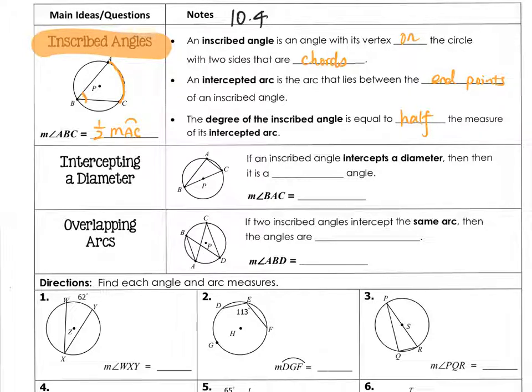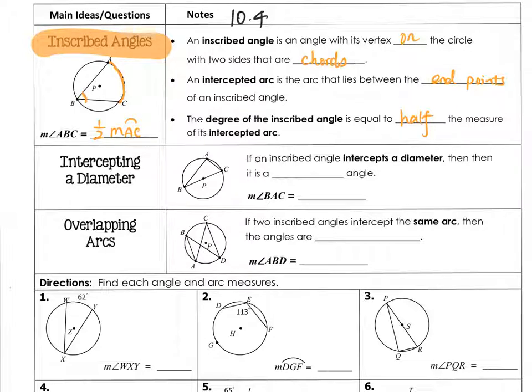Now keep in mind, which one is bigger? Is the arc bigger or is the angle bigger? And obviously the arc is bigger. So if the arc is given, you have to halve it to get the degree for the angle. If the angle is given, you have to double it to get the degree for the arc.